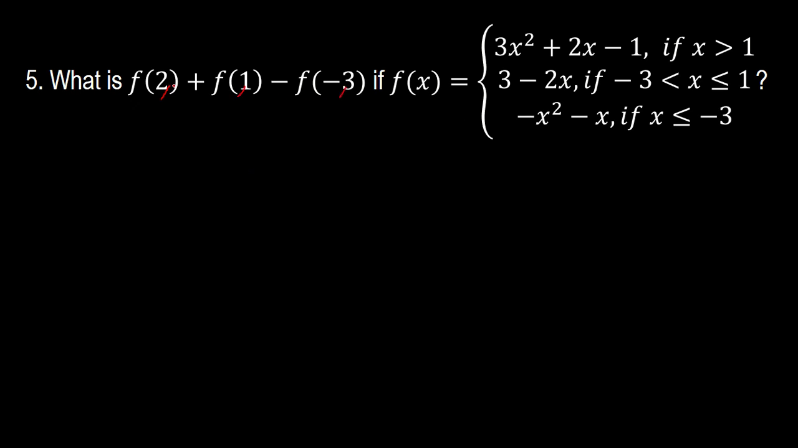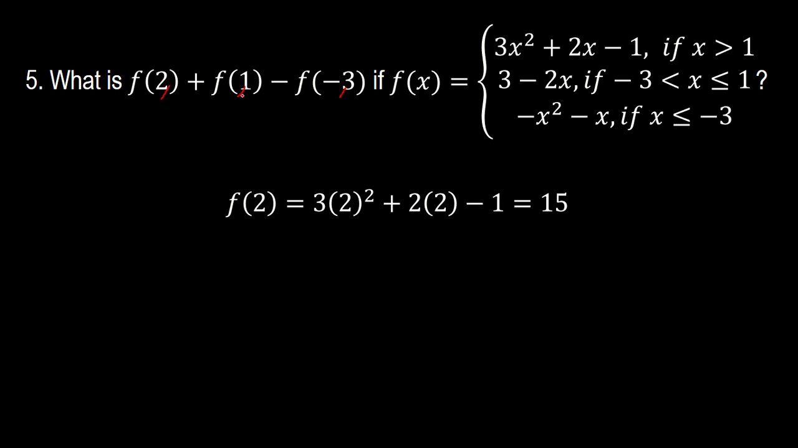So let's start first with 2. Let's observe all the domains on each subfunction. As you notice here, we have x is greater than 1. So since x is greater than 1 here, obviously 2 is included. Okay? So with that, let's substitute 2 in the first subfunction. So we'll have 3 times 2 squared plus 2 times 2 minus 1. And if we simplify that, the answer here is 15.